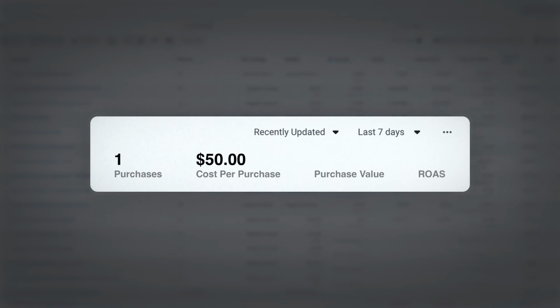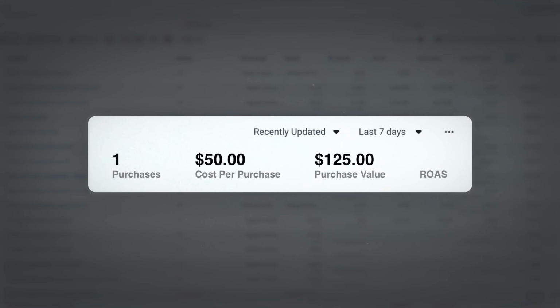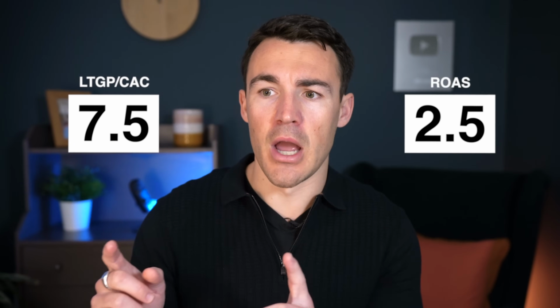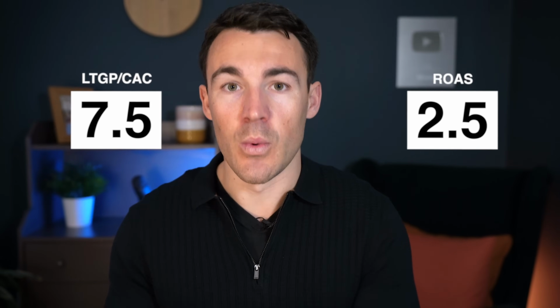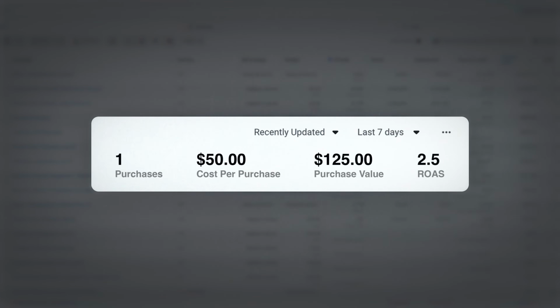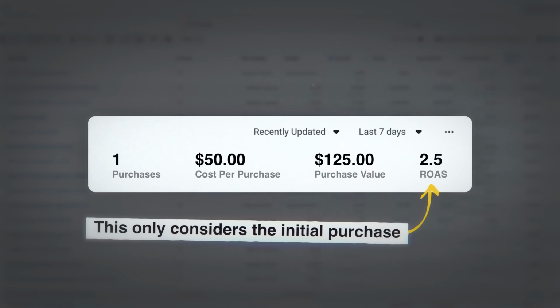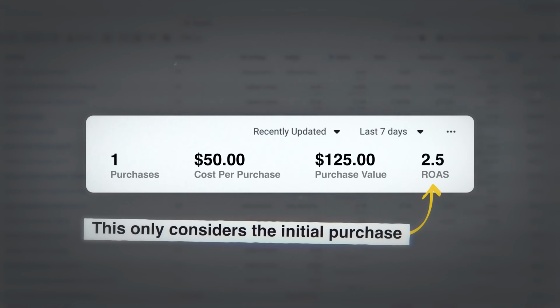but your first initial transaction is only for $125. So your average return on ad spend in that short term is going to be $50 out, $125 in, which is a 2.5 return on ad spend. So you might have made these calculations and think, why am I looking at a 7.5 LTGP to CAC ratio, but I'm only seeing a 2.5x ROAS within my ad account? The ROAS within your ad account doesn't take into account all those subsequent purchases. In this example, the average customer buys 6 times. You're only seeing that first one. You're not including those 5 other purchases. So really important to note there.